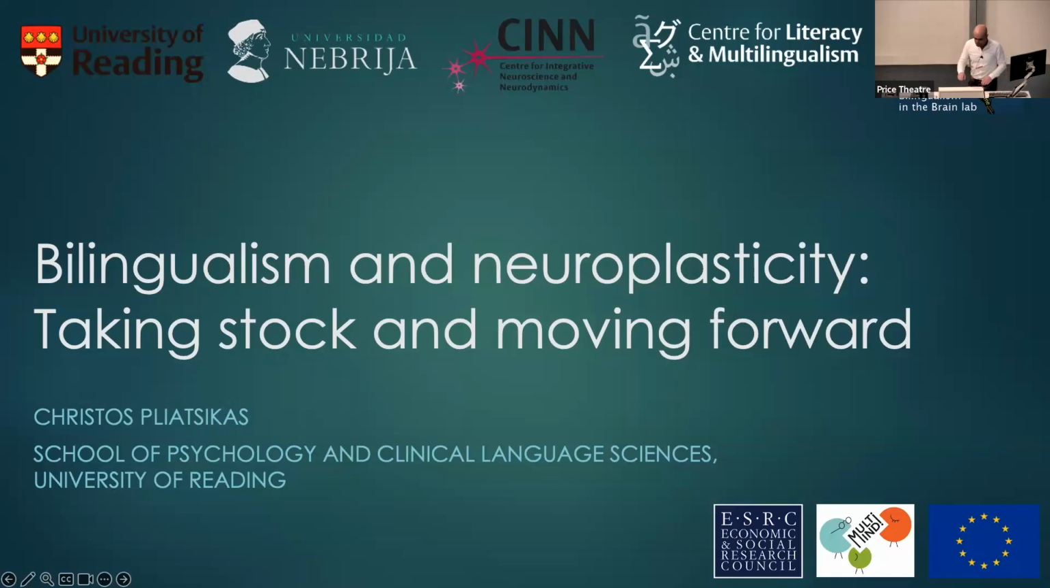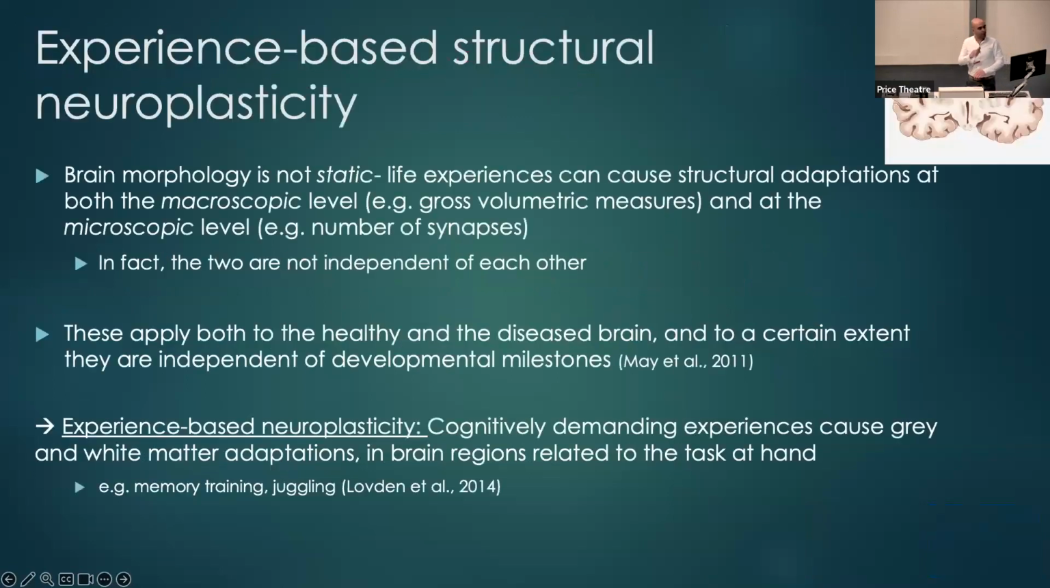Okay, so experience-based structural neuroplasticity, what does that mean? Brain morphology, the structure of a brain, is not static, and we have very good evidence now to show this. So life experiences can cause adaptations of the structure of the brain, both at the macroscopic level, that is gross measures of volume that we can measure in the MRI scanner, for example, and also at the microscopic level, that is the number of synapses that are formed in our brain. And actually, these macroscopic versus microscopic changes are not independent of each other. One creates the other, actually.